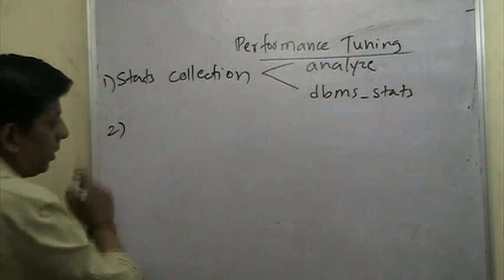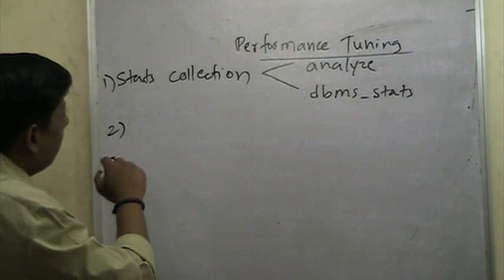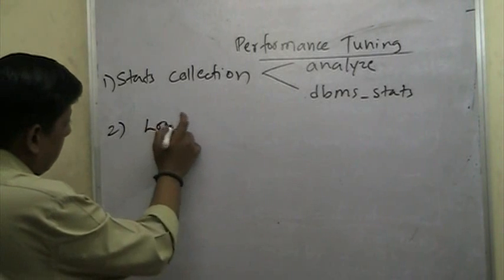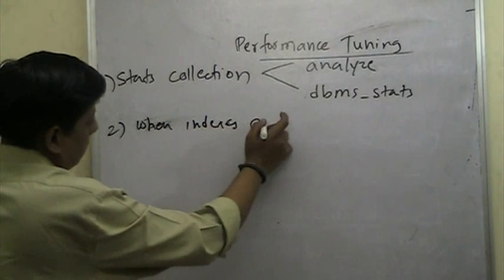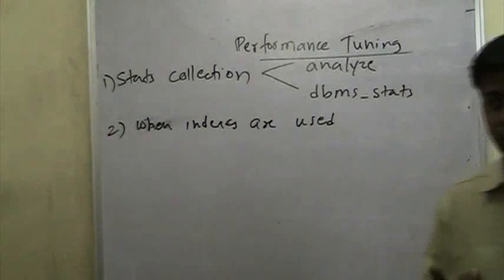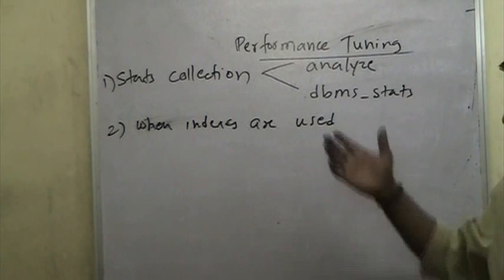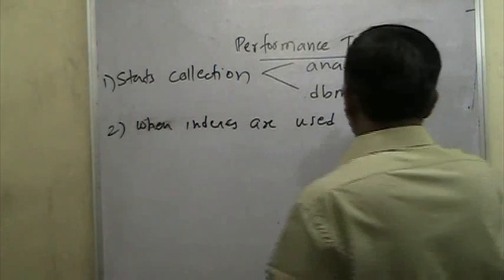Then the second point that we mentioned here was about full table scans, or when indexes are used. This is a very important thing that we saw during the joins, the group by, the order by, all those things, where indexes are used. You should know on which column the index should be created. That is very important. So when indexes are used is decided by the optimizer.